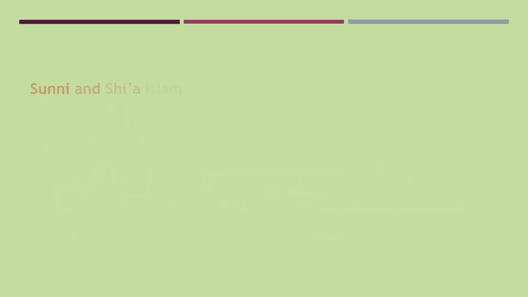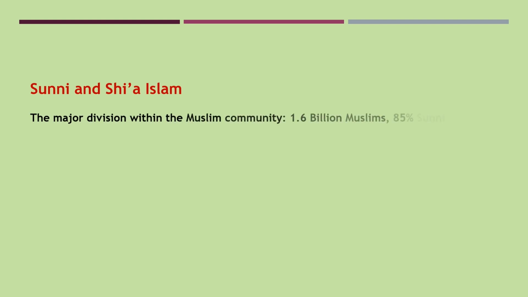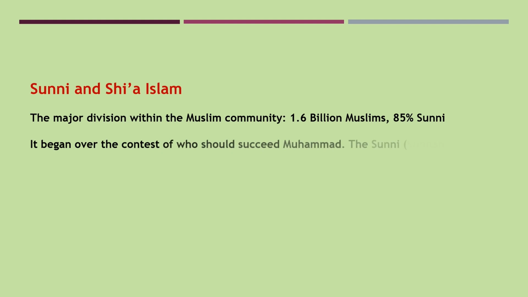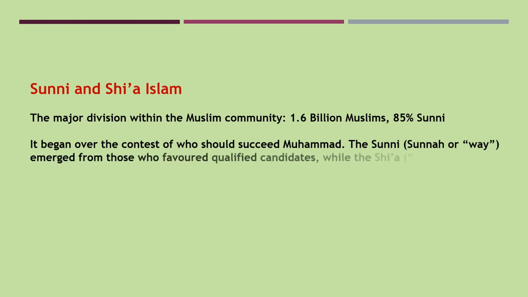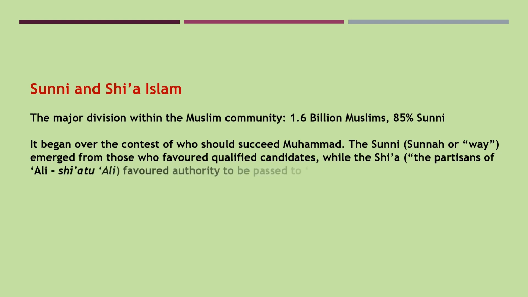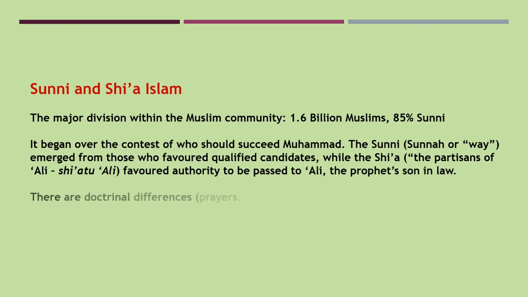The major division within Islam is the Sunni-Shia divide. The Muslim worldwide community is 1.6 billion people, of which 85% are Sunni. Now, this division began over a contest of who should succeed Muhammad after he died. The group that was called the Sunni, or Sunnah, meaning the way, emerged from those who favored qualified candidates to become caliph, while on the other hand, the Shia, or the partisans of Ali, Shiatu Ali, and from that the word Shia, this group favor authority to be passed to Ali, who was the Prophet's son-in-law.